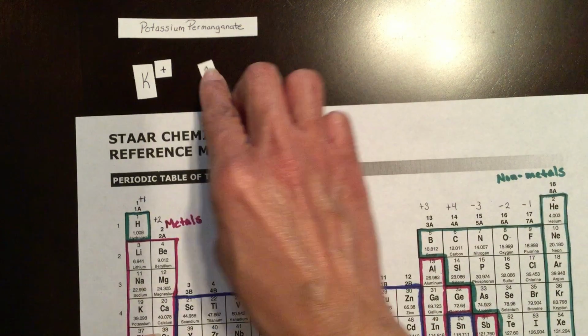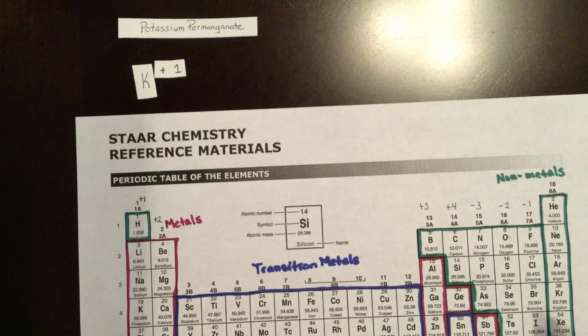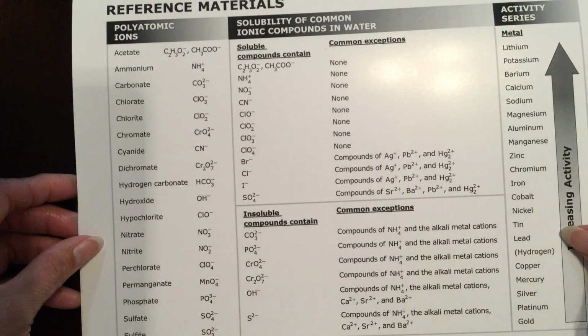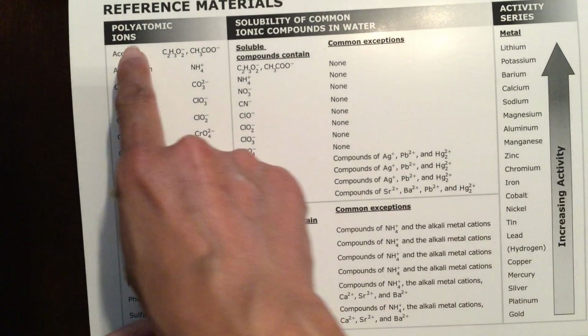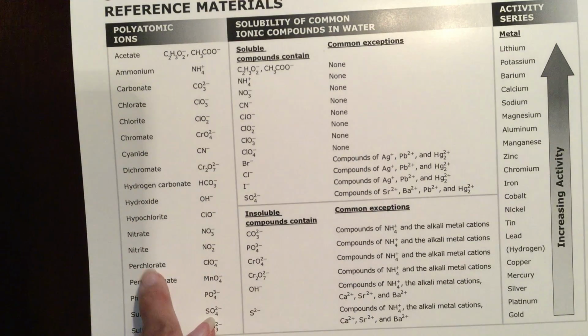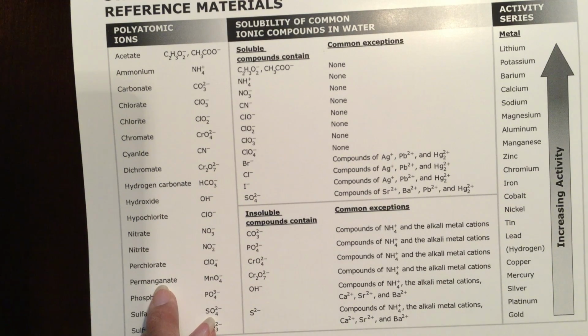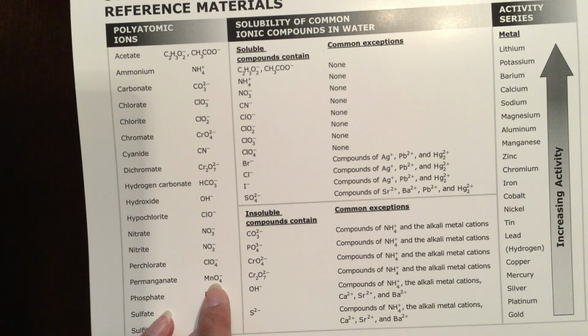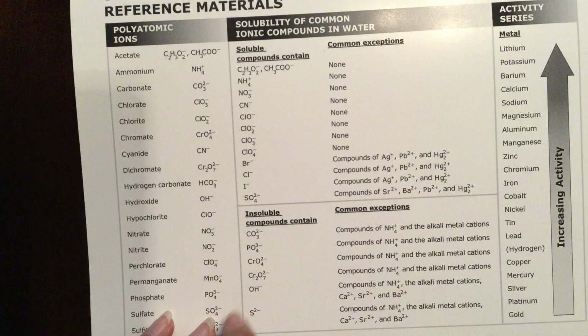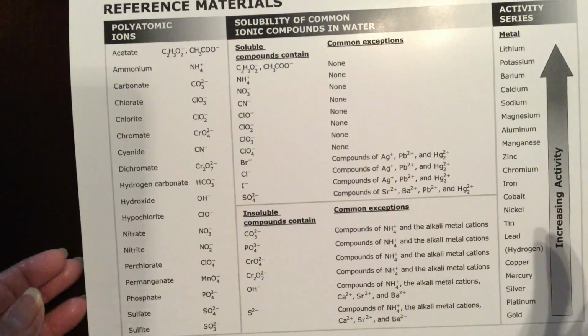And then I'm going to look for permanganate, and that's going to be on the back of your periodic table in the reference table that I gave you. We're going to look on the polyatomic ions. We're going to look for permanganate, which is right here. Permanganate is MnO4, and it's a -1 oxidation number. These little signs on the top right-hand corner, the charges, those are your oxidation numbers. So MnO4 is a -1.